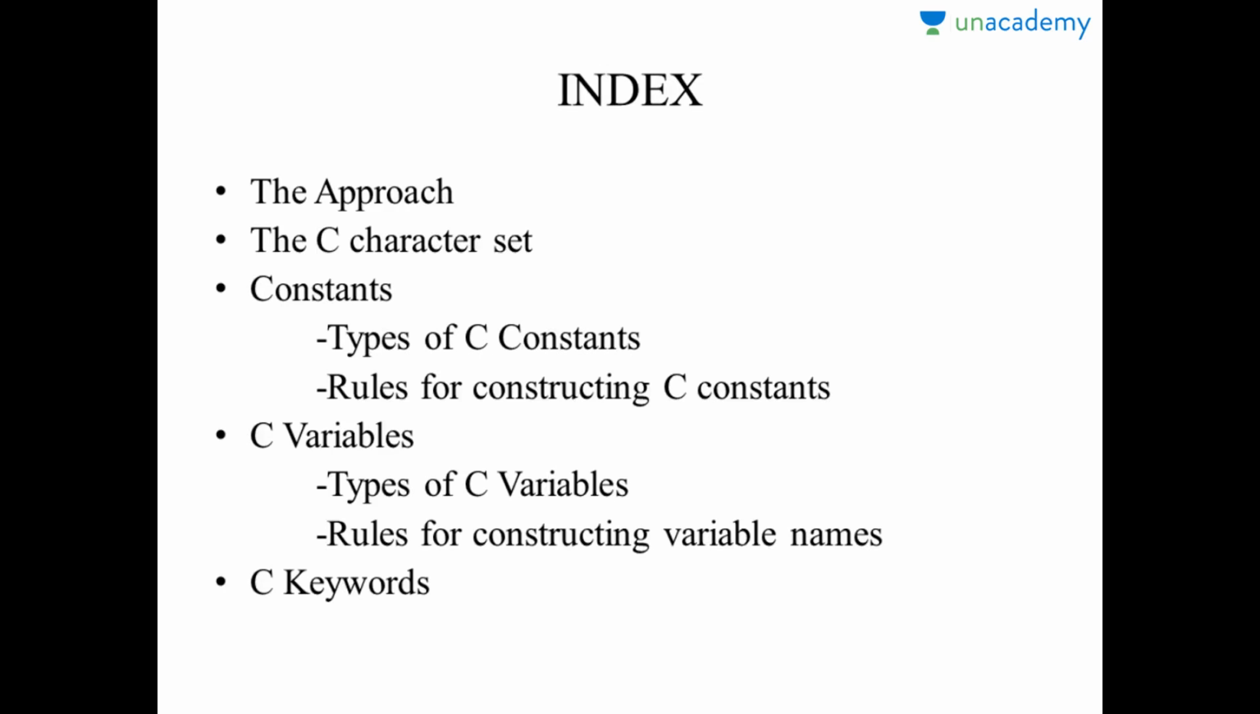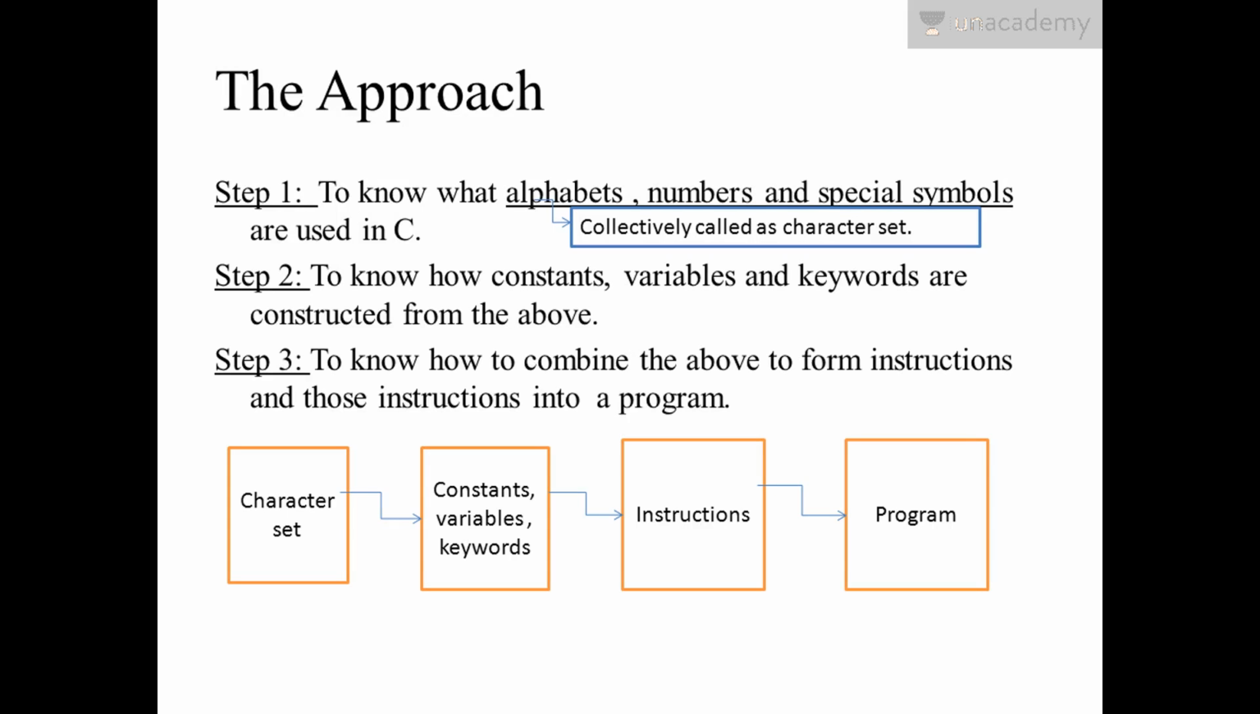The classical method of learning English is to first learn the alphabets, then combine those alphabets to form words, then combine those words to form sentences, and finally combine those sentences to form a paragraph. Similarly, in language C, instead of straight away learning how to write programs, we must first know what alphabets, numbers, and special symbols are used in C, then how using them we can create constants, variables, and keywords, and then how using these three we can create instructions, and finally how we can combine these instructions to form a program.